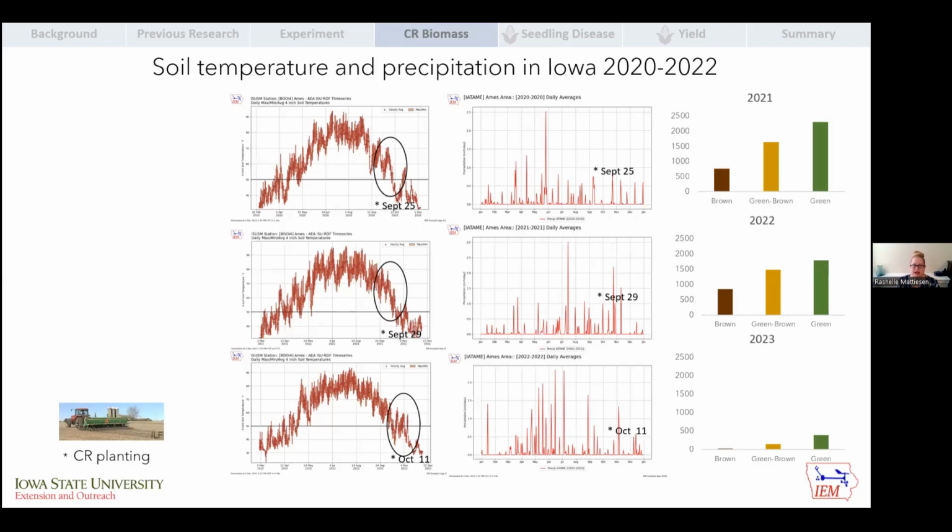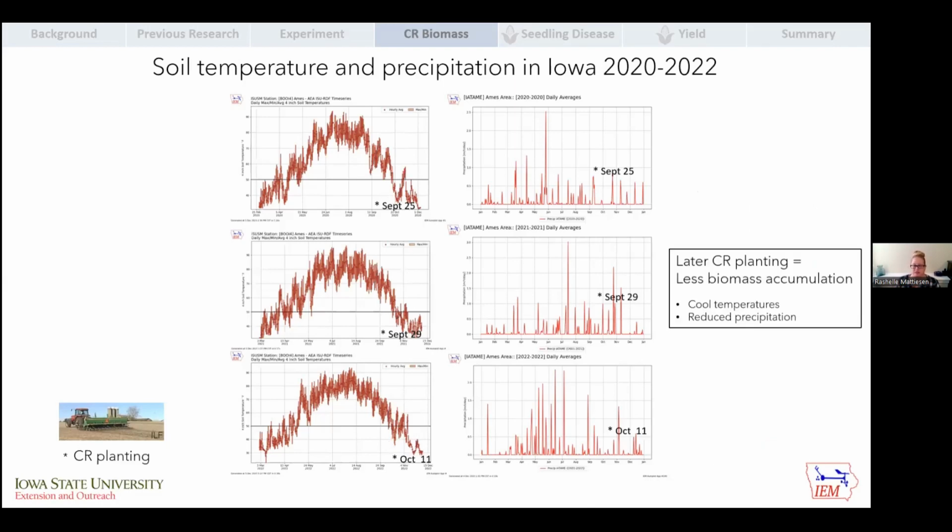And so I can remember going out to the field trial 3 weeks, 4 weeks after, so the middle of November, and there was no cereal rye there. Nothing had germinated. And so that's somewhat of an indication of why we got very little biomass accumulation in 2023 in the spring. So again, with later planting of your cereal rye, you can have less biomass accumulate because of those cooler or cold temperatures and the reduced precipitation that can happen in the fall. So another reason to plant your cover crop as soon as you can after you've harvested your cash crop.